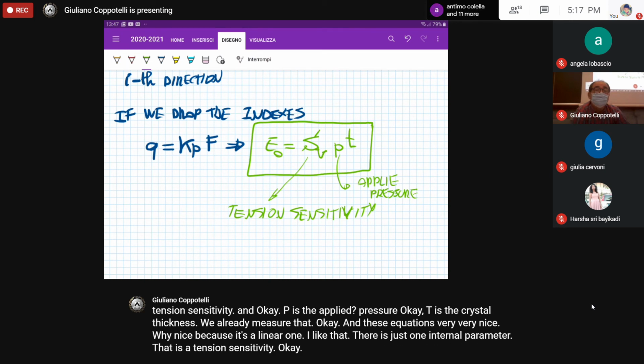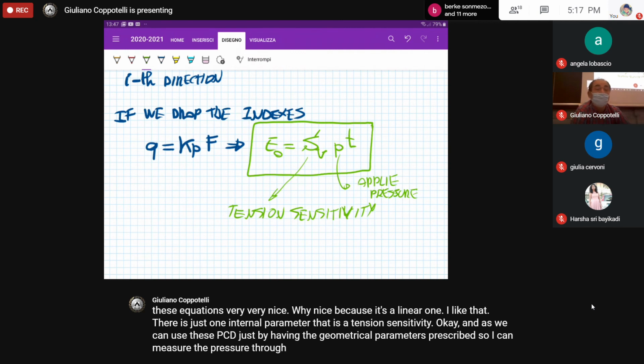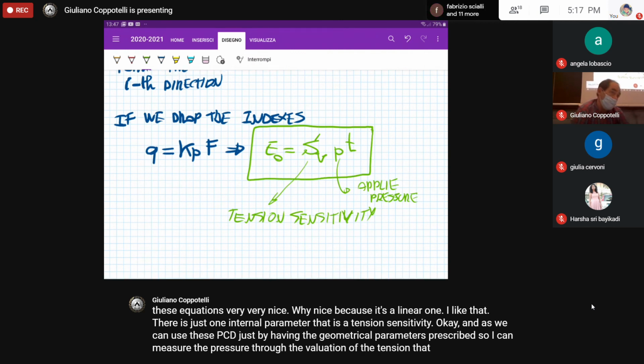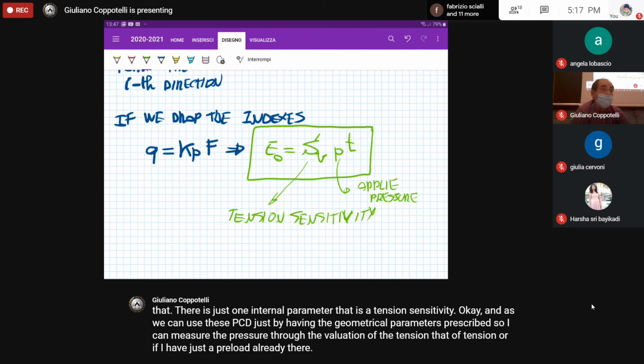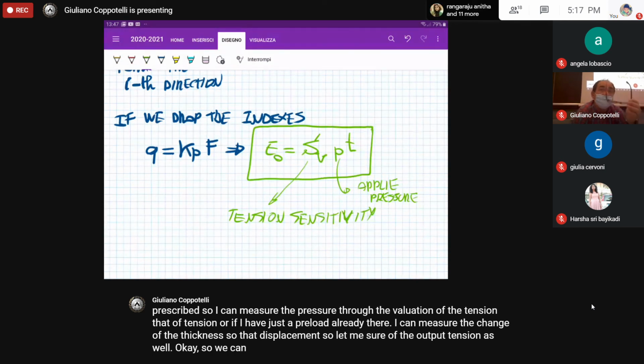And thus we can use this PCT just by having the geometrical parameters prescribed. I can measure the pressure through the evaluation of the output tension, or if I have a preload already there, I can measure the change of the thickness, so the displacement, through the measure of the output tension as well. So we can use this transducer in both ways.